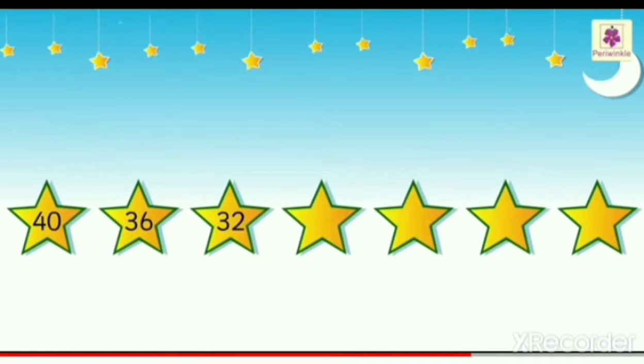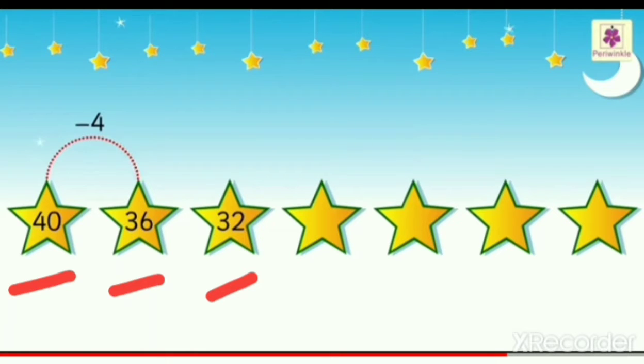Now look at this pattern. Here is the number 40, then 36, then 32. What have you observed here? You can see we can find the next number by subtracting 4 from the given number. 40 minus 4 gives 36. 36 minus 4 will give 32. So we can find the next number by simply subtracting 4 from the given number.